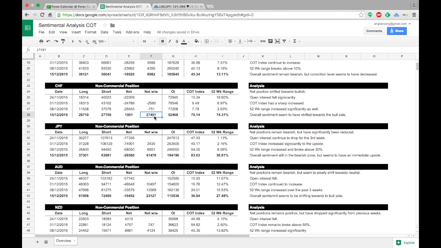That's a huge change, or I would say increment, in their net week to week positions. But open interest has decreased. The COT index has increased drastically, and the 52 weeks range as well. Having said that, if you look at this, you can see the open interest drop, but the net positions have changed from negative to positive territory.